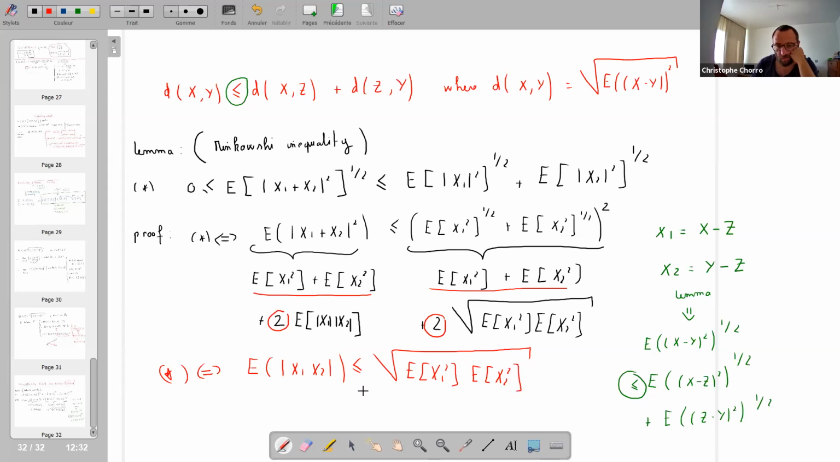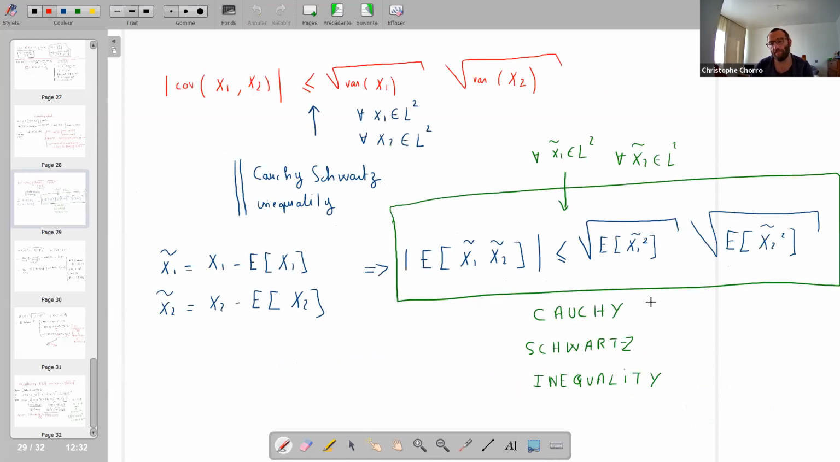So if I summarize, to prove this inequality that will give me the fact that D is a distance because it will fulfill the triangular inequality, I just need to prove this one here. But in fact, I have already proved this one. What is this one? It's what I call here the Cauchy-Schwarz inequality. It's the Cauchy-Schwarz inequality I have written here.